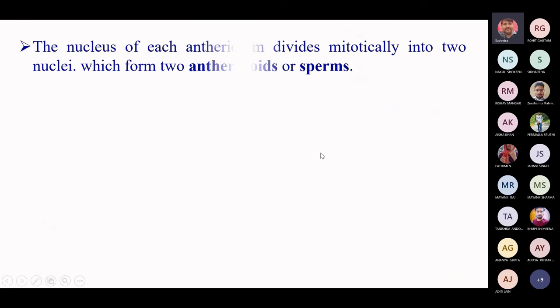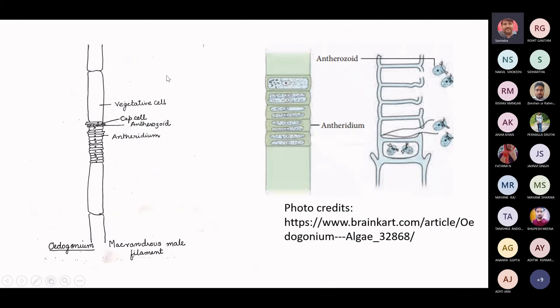So you have to make sure when you are drawing the Oedogonium macrandrum male filament, if you are pasting a photograph which is showing two nuclei, you should draw two nuclei inside the antheridium. If it is showing one nucleus, you should show one nucleus. तो ऐसा नहीं कि दो गलत है या एक गलत है. Both are correct. It depends upon at what stage you have observed this macrandrous male filament. Okay.